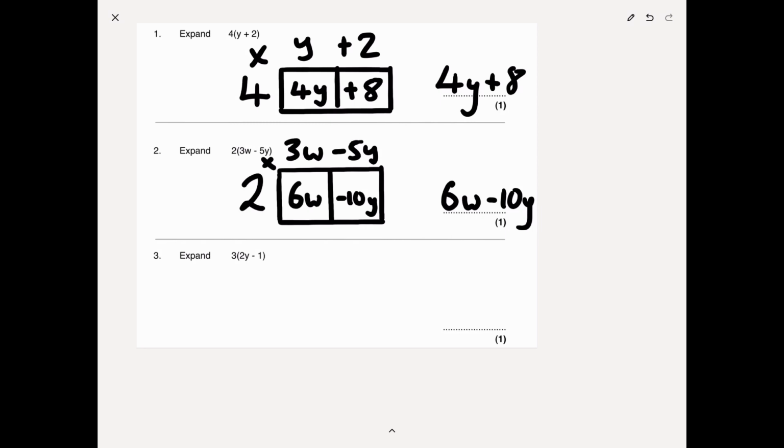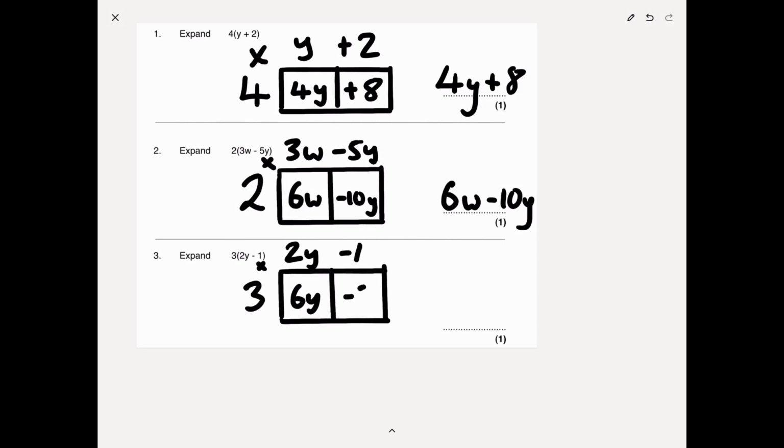And last one then, 3 brackets 2y minus 1. We will draw ourselves one more grid again, a 2 by 1 grid for this single bracket. And as before then, 3 on the left, times sign in the corner, 2y minus 1. 3 times 2y, well that's 6y. 3 times minus 1 is minus 3.